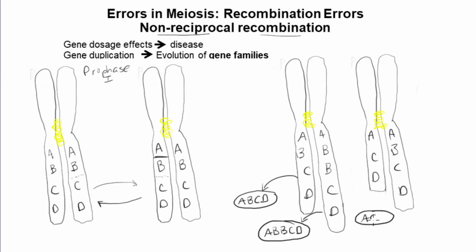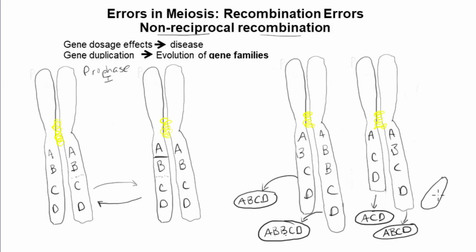So if we just write down what genes are going to be present in these gametes, let's say these are eggs, this chromatid ends up in this egg and genes A, B, C, and D are present. This chromatid ends up in this egg, and so this egg has A, B, B, C, D. This chromatid ends up in this egg and only has genes A, C, and D, and this chromatid ends up in this egg.